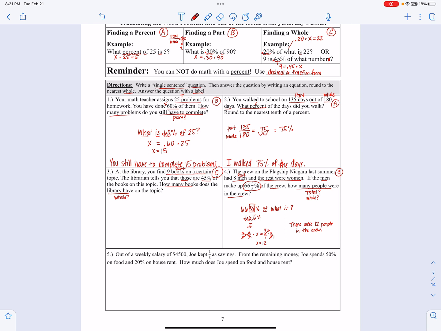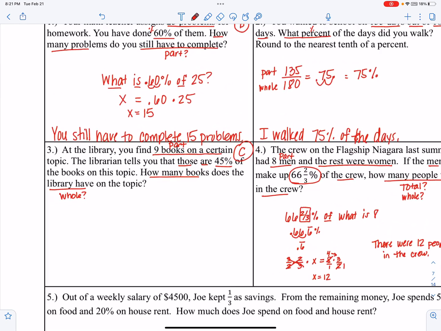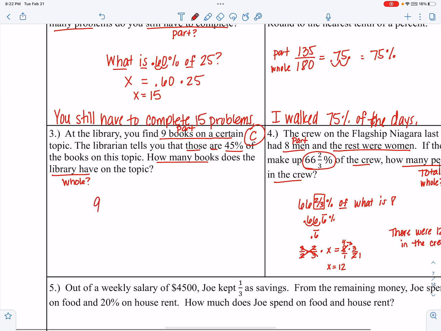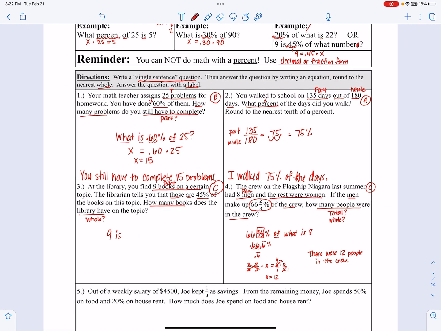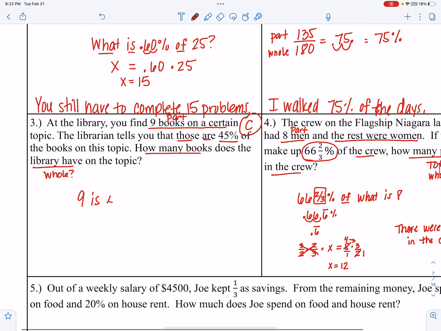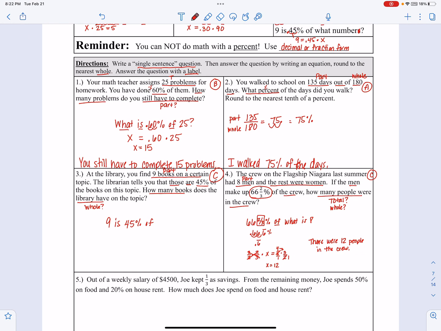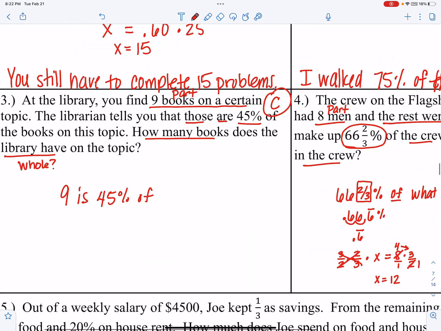So we have the number is the percent of a certain total. Okay, so I have 9 books is, and it says is 45%. Oh, that actually works. 45% of, and then it says what number.